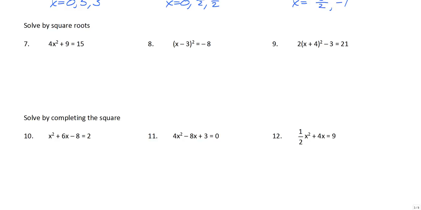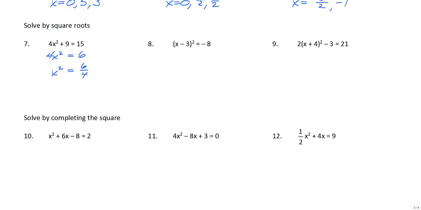You can have a whole bunch of different kinds of radical answers. You use this form, or this is one of the many forms you can use to solve a quadratic when it can't be factored, okay? Now we're going to first subtract 9 from both sides. We'd have 4x squared is equal to 6. Now we have to divide both sides by 4, and we get x squared is equal to 6/4.